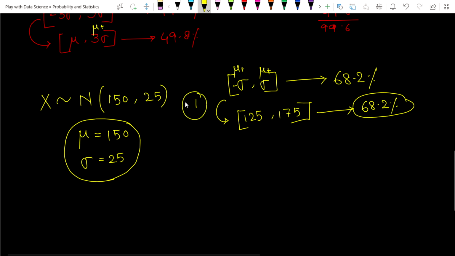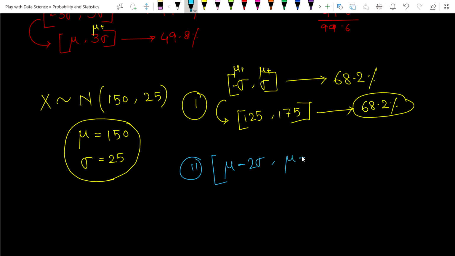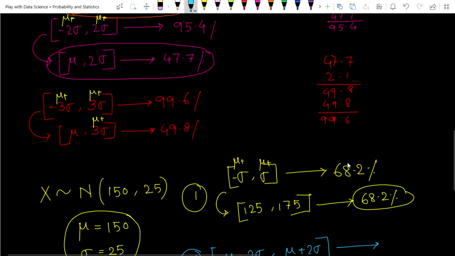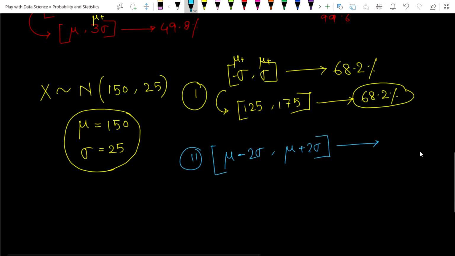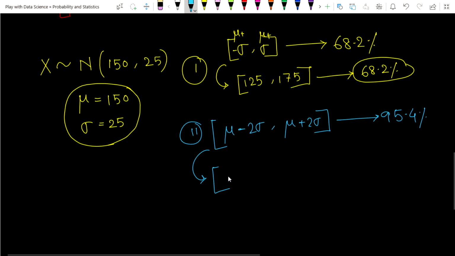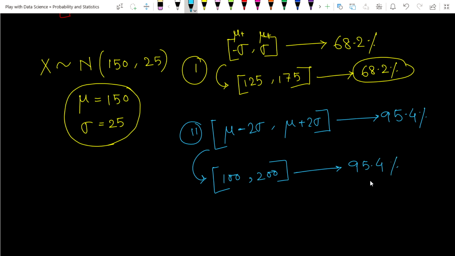This is the first observation. Now the second observation is mu minus 2 sigma to mu plus 2 sigma. In this range we get 95.4% of the data. This means 150 minus 2 sigma, where 2 sigma is 50, so the range is 100 to 200. So 95.4% of human heights lie between 100 centimeters and 200 centimeters. This is the second observation we can conclude.